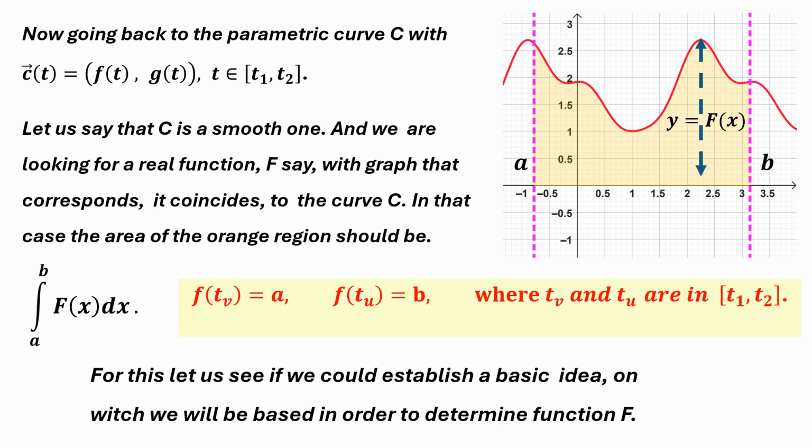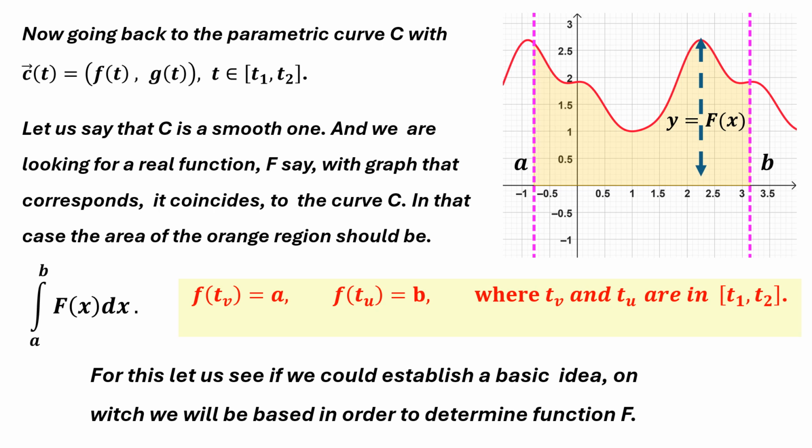Now going back to the parametric curve C, with f(t) and g(t) as the x and y coordinates respectively, with t in the closed interval [t1, t2]. Let us say that C is a smooth one, and we are looking for a real function, capital F say, with graph that coincides with the curve C. In that case the area of the orange region should be given by the definite integral of function F over the closed interval [a, b]. Again of course we assume that f(tv) = a, and f(tu) = b, for some tv and tu in [t1, t2].